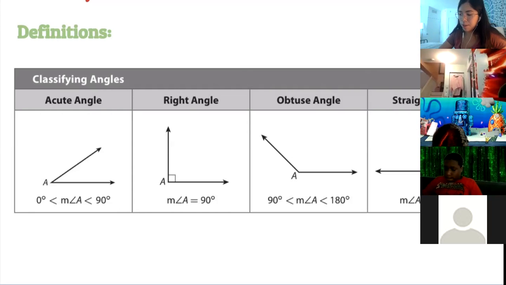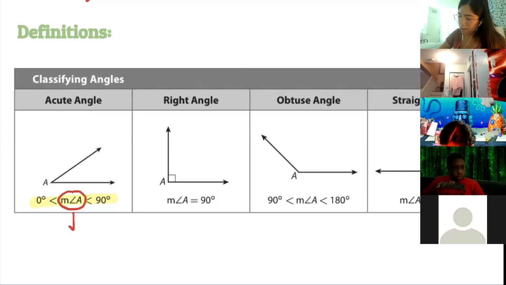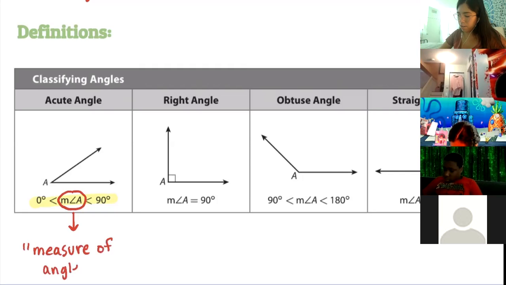So, starting with acute angle. Underneath, it's written 0 degrees is less than, and then this part in the middle, M angle A. It's a little bit confusing because the symbol for angle kind of looks like a less than sign, but it's not a less than sign, it's an angle sign. So that portion, M angle A, in words, this says the measure of angle A.